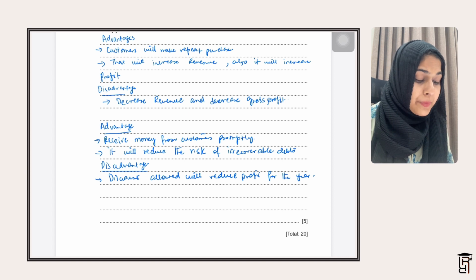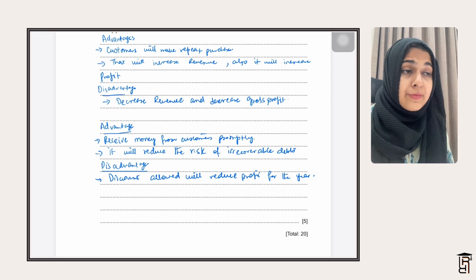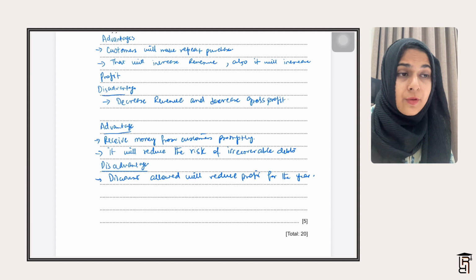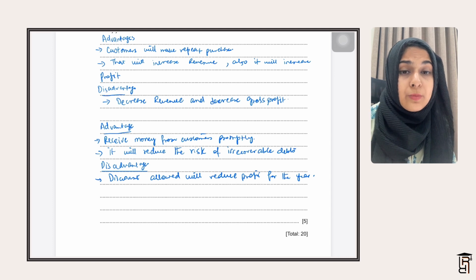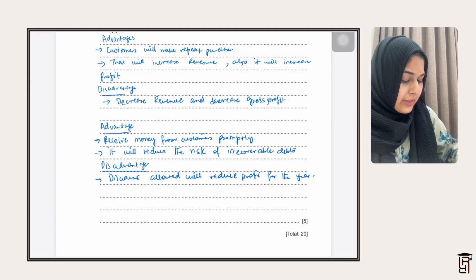So in my opinion, we can give a recommendation that he should allow cash discounts so that customers pay on time, so that it acts as an incentive. Also, a trade discount of 10% is too huge, so that will actually reduce profitability if customers don't repeat purchase. So we'll say he should offer cash discounts of 3%.